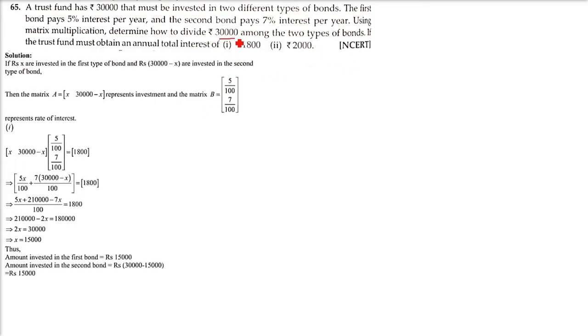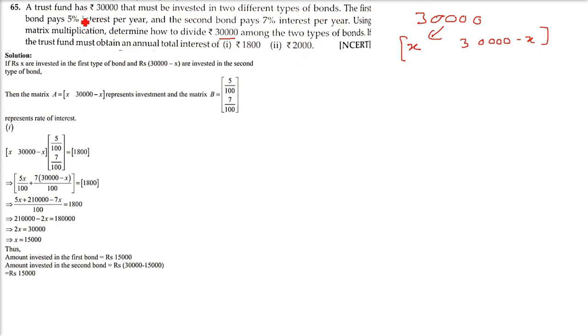First, we have to divide this 30,000 into two parts. If 30,000 is there and one part we assume to be x, the other part will be what? 30,000 minus x. If the amount is given as 10, and you divide it into two parts, one will be 5, the other will be 10 minus 5, that is 5. So x and 30,000 minus x, these are the two parts.